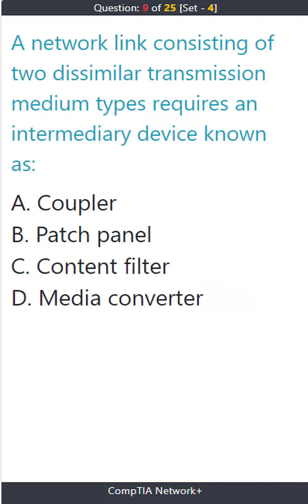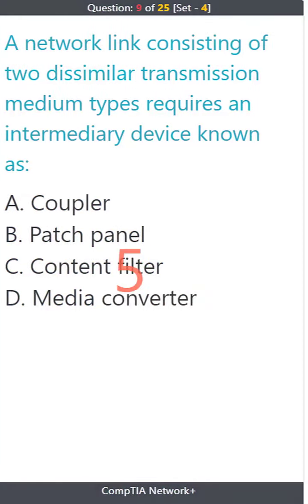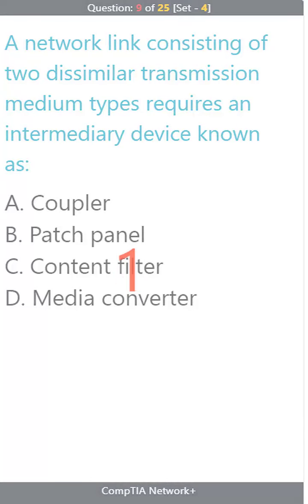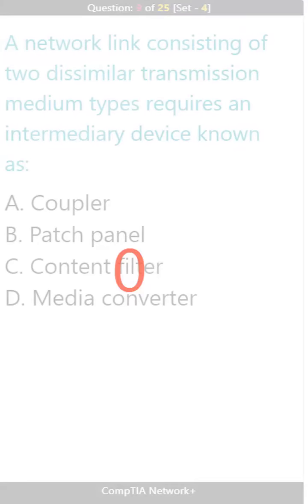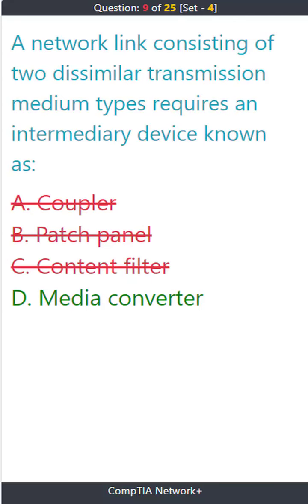Question 9. A network link consisting of two dissimilar transmission medium types requires an intermediary device known as A. Coupler. B. Patch panel. C. Content filter. D. Media converter. The correct answer is D. Media converter.